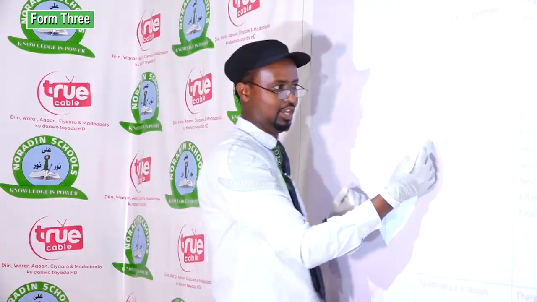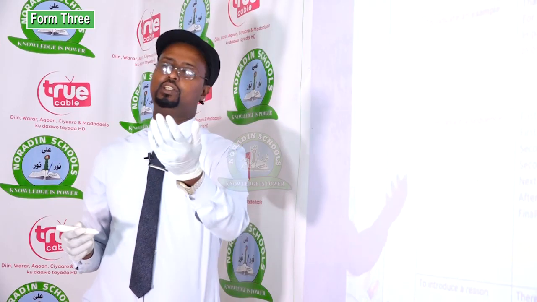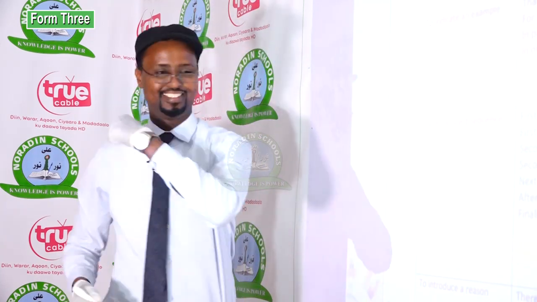This is a sequence. So when you are going to introduce a sequence, these are the words you need to use. Maybe someone will ask you, please, can you tell me how to make tea? Then you say, yes, I want to tell you how to make tea. The best way that you can make tea, first, you have to take the teapot. And then you say second, and then third, and then finally. These are called sequencing or sequences.